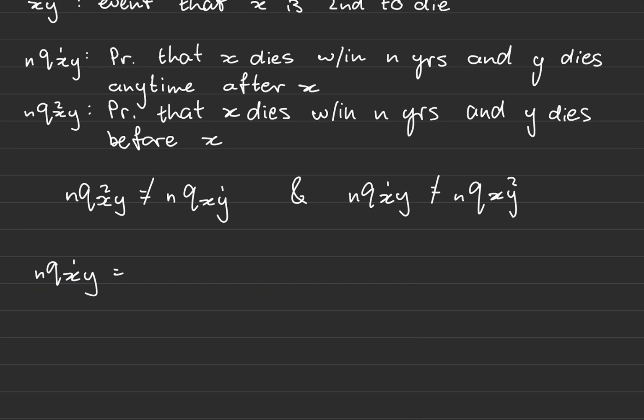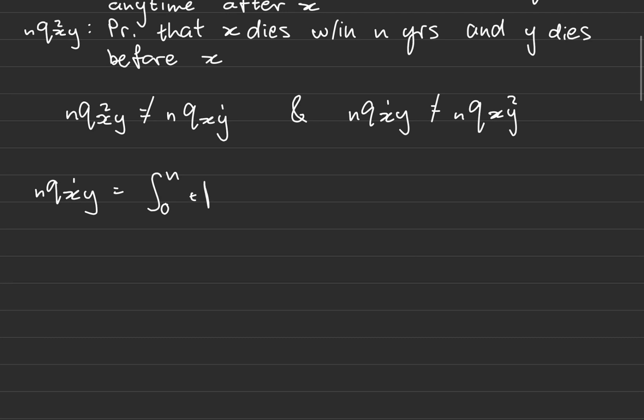Okay, so nQxy equals the integral from 0 to n of tPxy mu x plus t dt. So what I'm saying here is that any time between time 0 and time n, at each of those time points, x and y must be alive, and then at that specific time point, x must die. And I don't care about y dying, which is why I'm only including a force of mortality, or rate of transition, from alive to dead for x only.